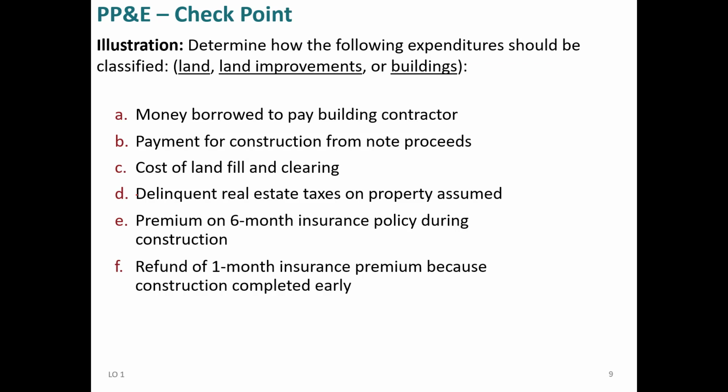So here's a good checkpoint where we can stop and take a look to see if we know what's going on here. Determine how the following expenditures, cash payments, should be classified: either land, land improvements, or buildings. In other words, the T accounts. Which T accounts?